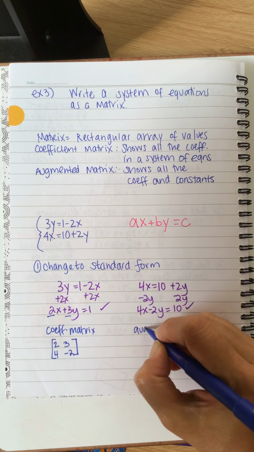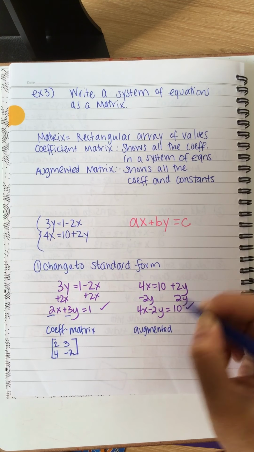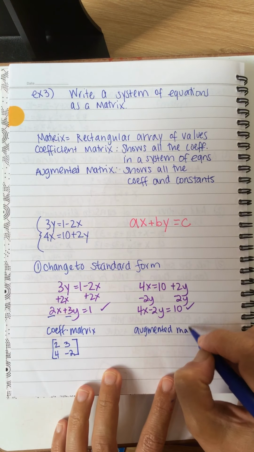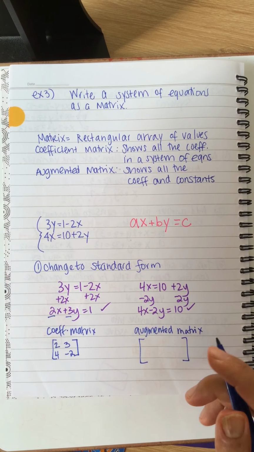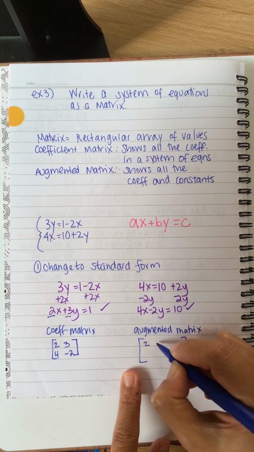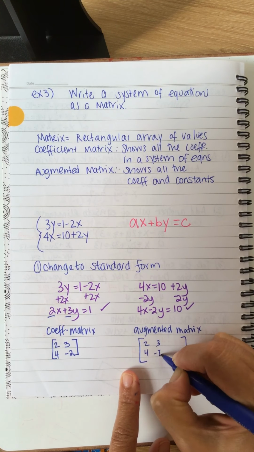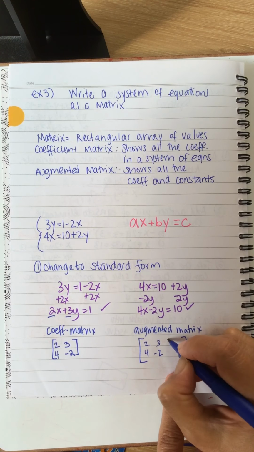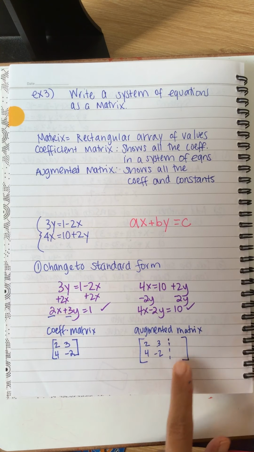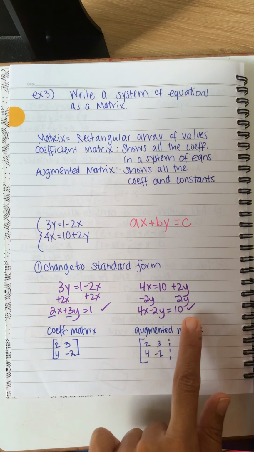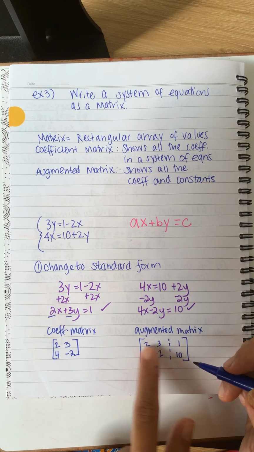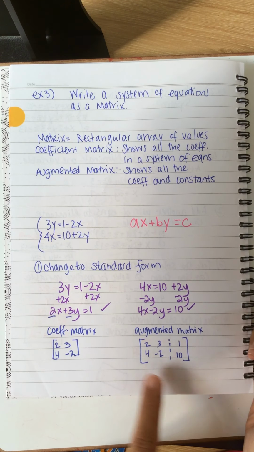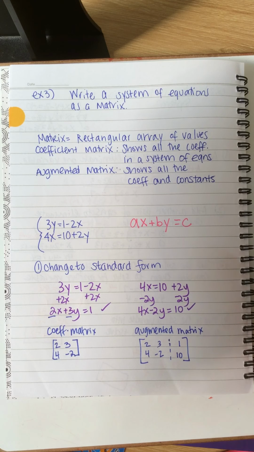And then if you had to make the augmented matrix from it, you just include these constants at the end. So I'll show you how that looks. So an augmented matrix is you take the same coefficients, so 2, 3, 4, minus 2, and then there's kind of a dashed line, and then the constants are on the other side, so 1 and 10. The 1 lines up here, the 10 lines up there, right? 2, 3, 1, 4, negative 2, 10. Okay, so setting up the matrices is not the hard part.